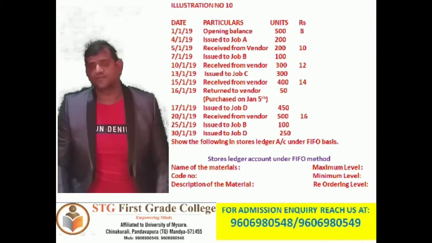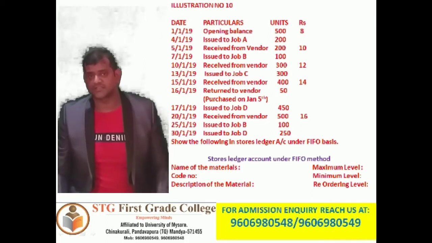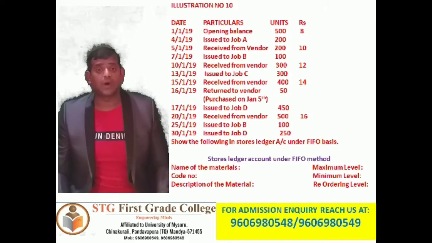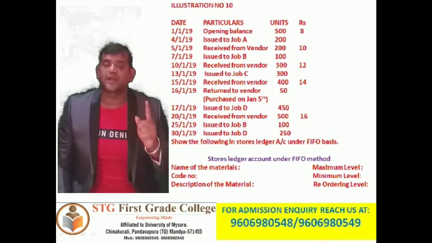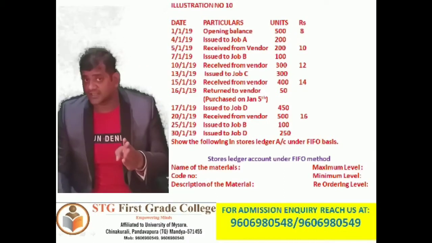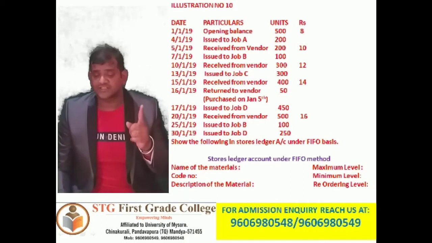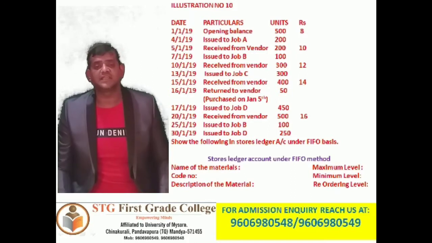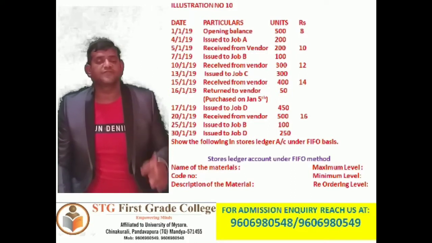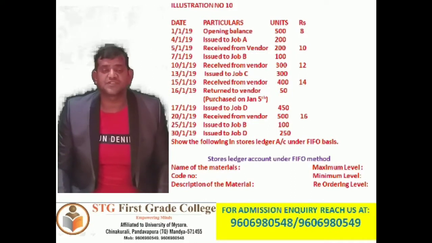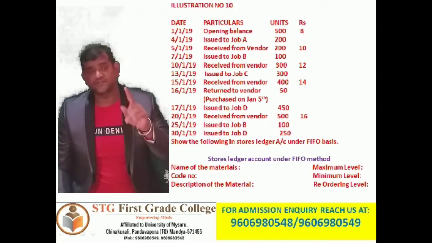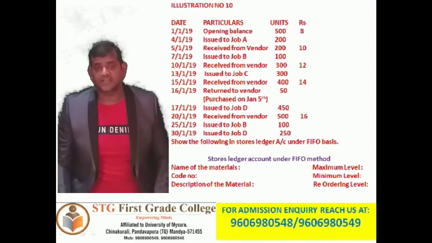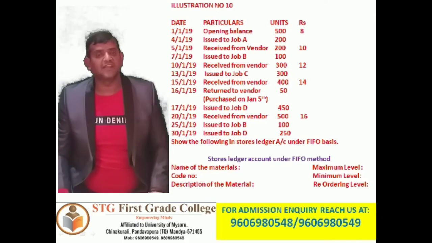On 15/1/2019, received from vendor 400 units. On 16/1/2019, return to vendor 50 units. Underline this point. That is, on 16/1/2019, return to vendor 50 units, which was purchased on 5th. So he has given in the bracket, that is purchased on January 5th.